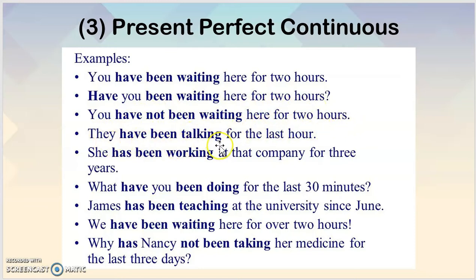They have been talking for the last hour. She has been working at that company for 3 years. What have you been doing for the last 30 minutes? James has been teaching at the university since June. We have been waiting here for over 2 hours. Why has Nancy not been taking her medicine for the last 3 days?